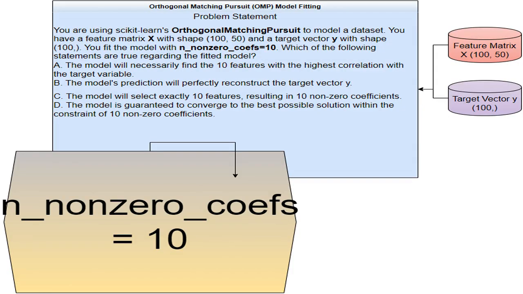This parameter is super important. I want to keep my model simple. I'm forcing the algorithm to use only 10 of the 50 features to make predictions. I am only allowing a maximum of 10 ingredients in my recipe.